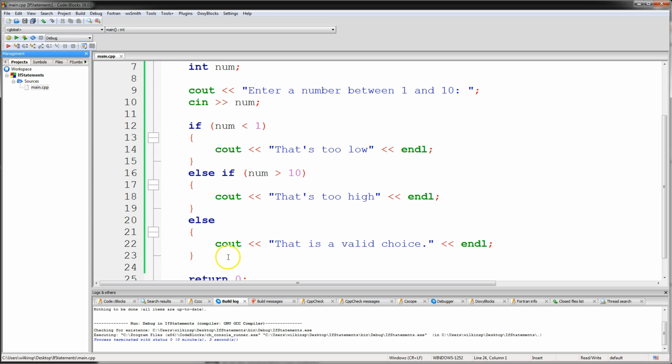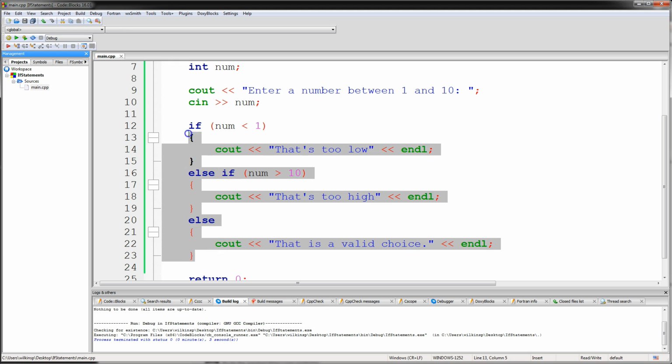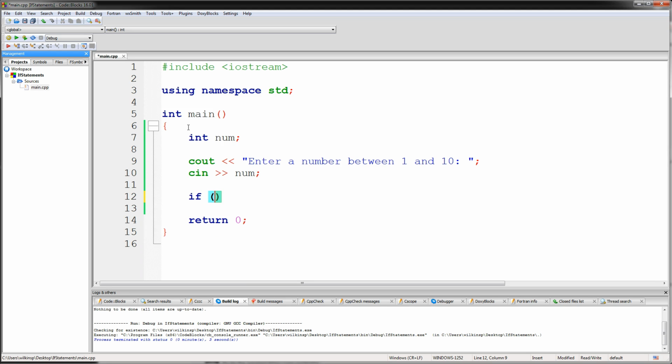I also want to look into, well, what if we want it to just say that's a valid choice or it's not? We want that to be the first option. So what I want to do is I want to build a condition that just tells me is the number between 1 and 10. Now, the first thing that someone might be inclined to write is something along the lines of this.